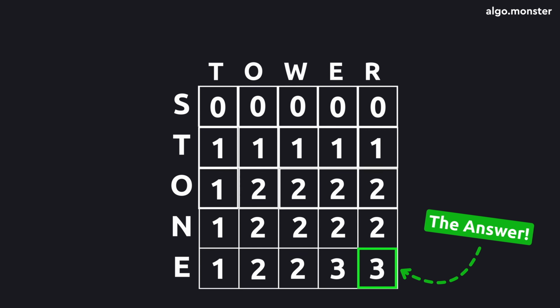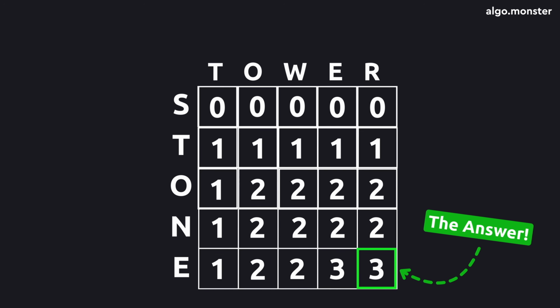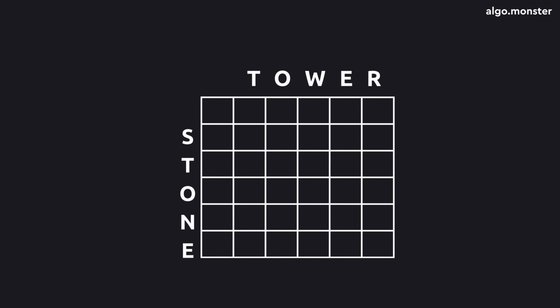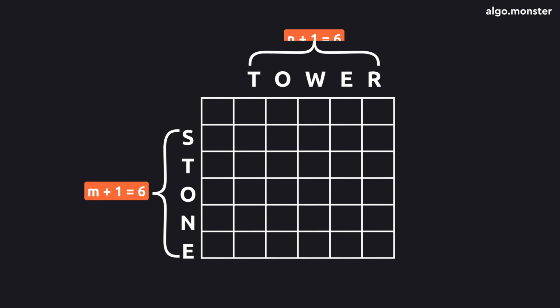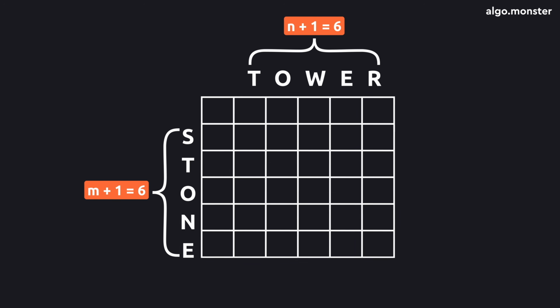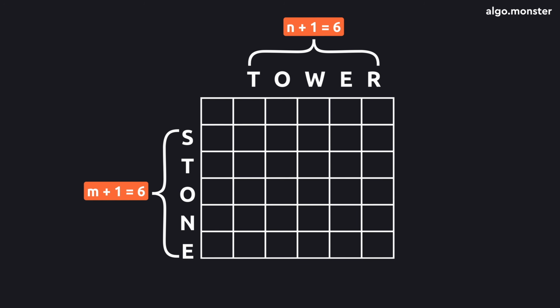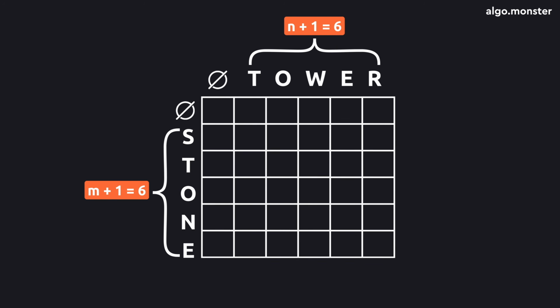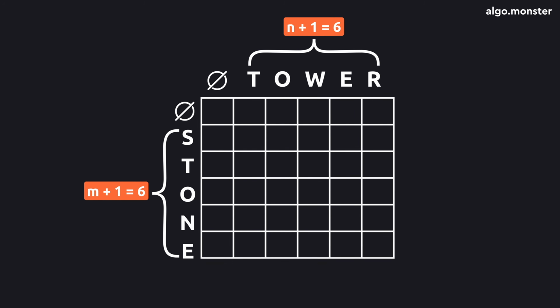But filling each cell by hand would be way too slow. So once again, we need a formula that lets us compute the value of any cell based on values we've already computed. Let's call our strings first and second. Then we'll create a table dp of size m+1 by n+1, where m is the length of the first string and n is the length of the second. Why +1? Because we need a base case, the empty string.